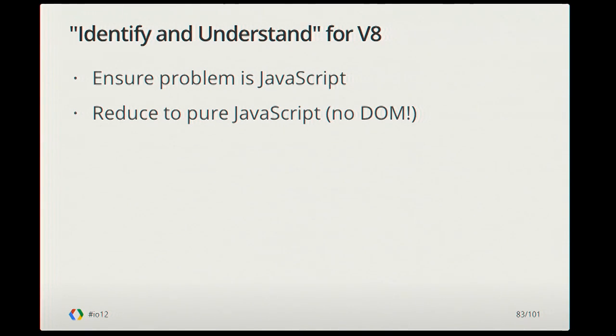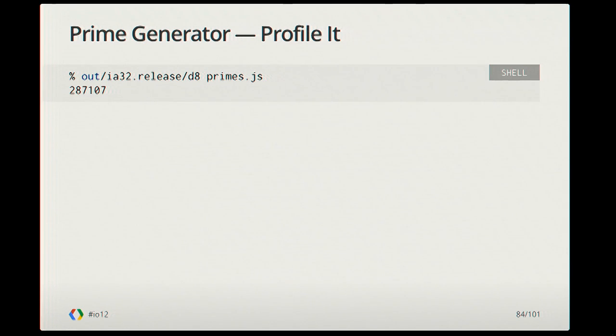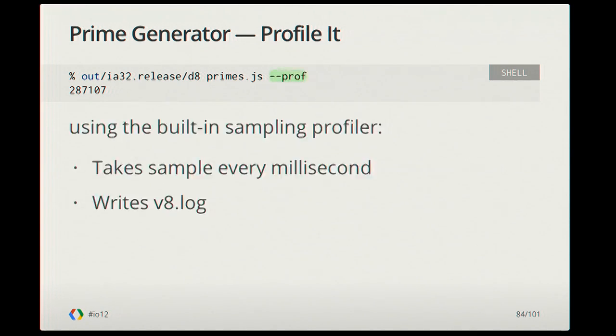So if you can take that code and run it with the D8 shell, then you can analyze the problem as a JavaScript-only performance problem. Collect metrics, measure where you're spending the time in the code, and then locate the bottlenecks and fix them. So remember the example that we had at the beginning, the prime number generator. If you run it in the shell and pass an additional argument, the --prof argument, it will run the program while also sampling the execution profile. And it'll write a log that you can then analyze with another tool to see where you're spending your time.